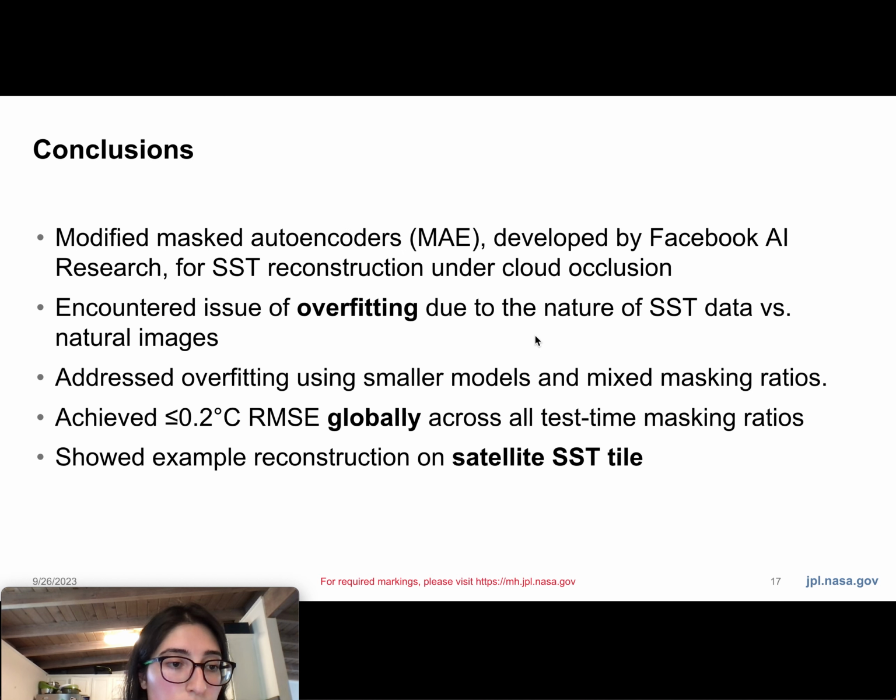In conclusion, we looked at MAE, which is a self-supervised learning method developed by Facebook. We adapted that to train on SST. We encountered an issue with overfitting, where the SST data compared to natural images of cats and dogs was too simple and too homogeneous, and so we used a smaller model and used multiple masking ratios during training. And we showed that it works on our global unseen test set, as well as our example VIIRS SST tile.